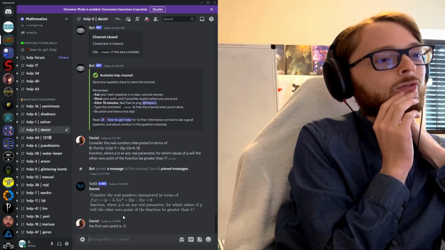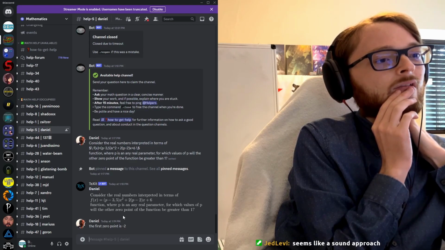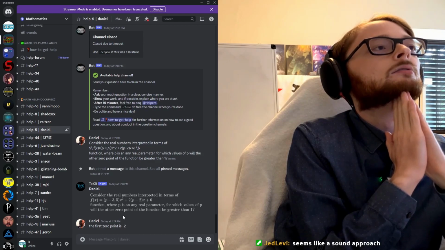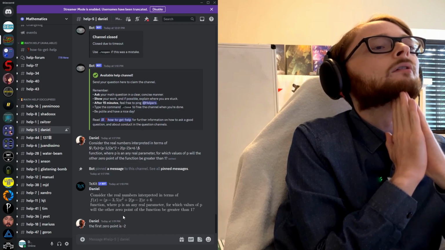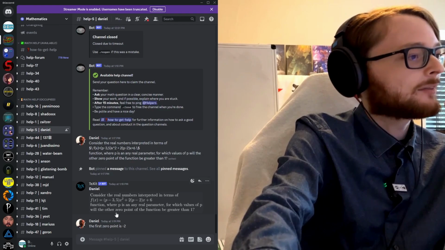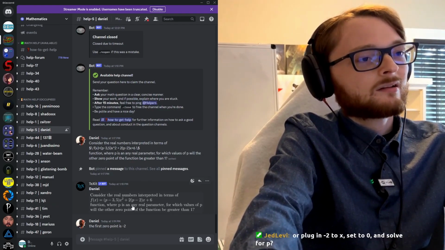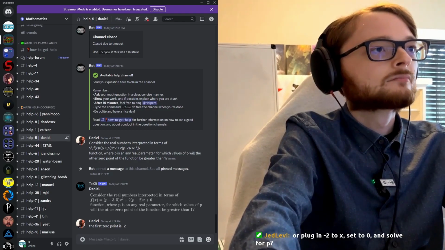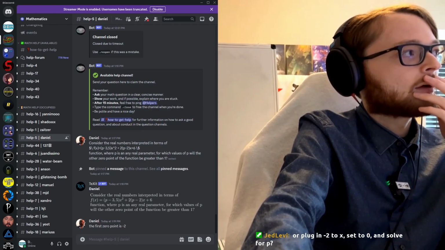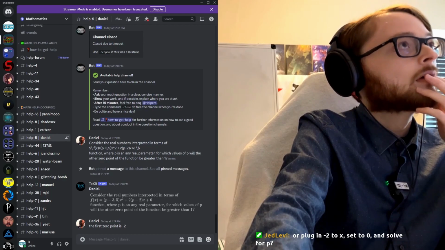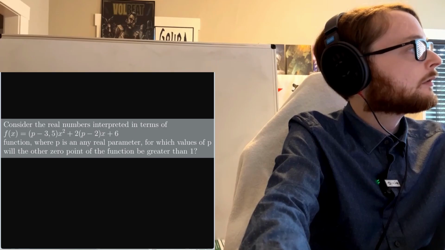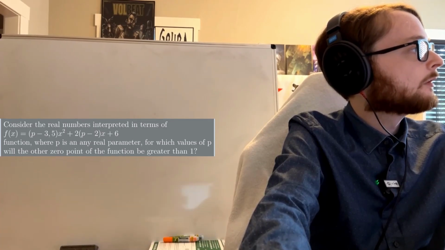Or maybe we equate coefficients. Because if we're given... Wait, for which values of p will the other 0 point... If we're given -2 is a 0, we could try to equate coefficients and get a system of equations. I think I like that a bit more. Plug in -2 to x, set to 0, solve for p. Ooh, yeah, that might be even better. Let's try that first, because I think that's the most promising technique so far.